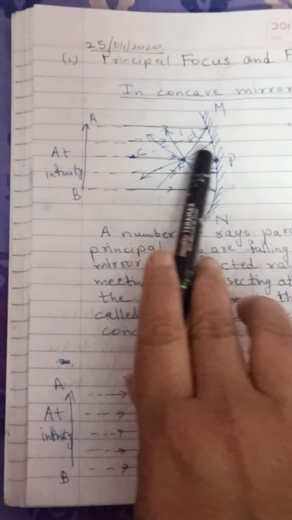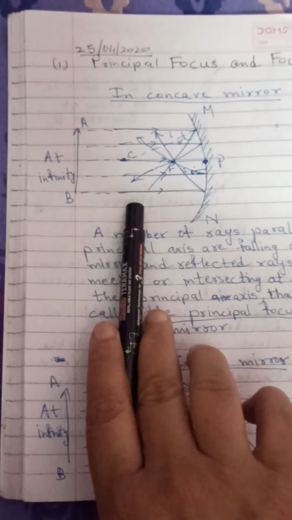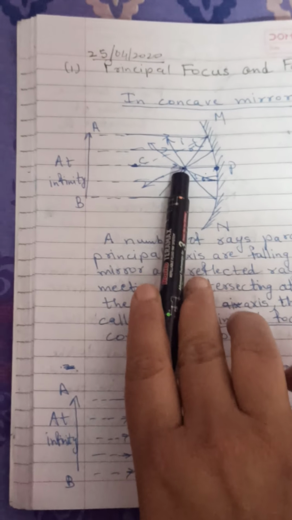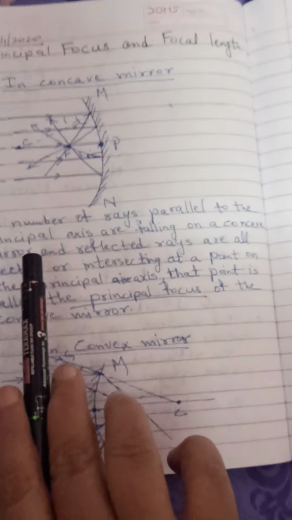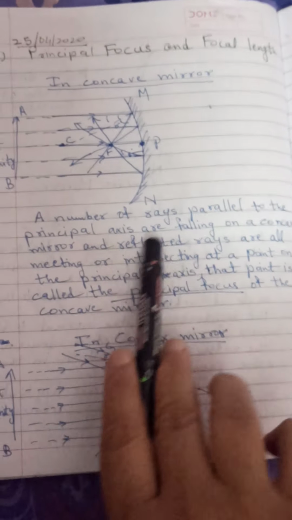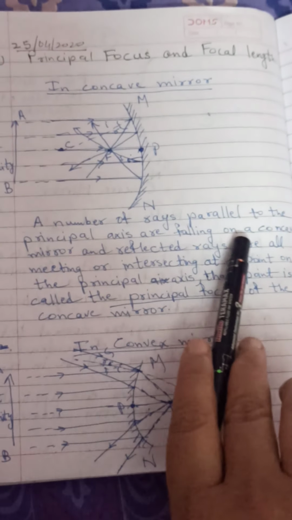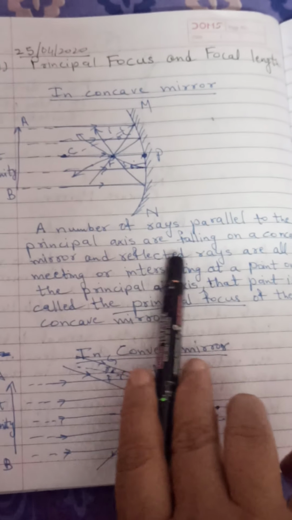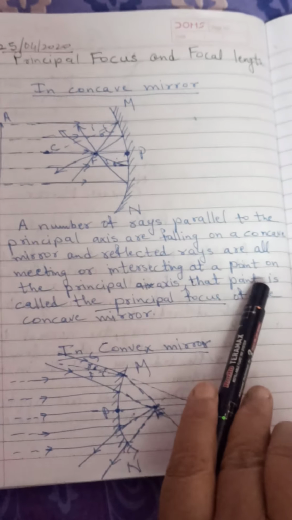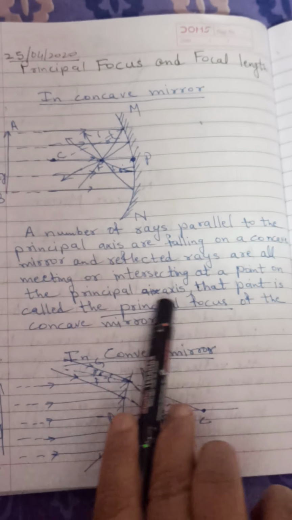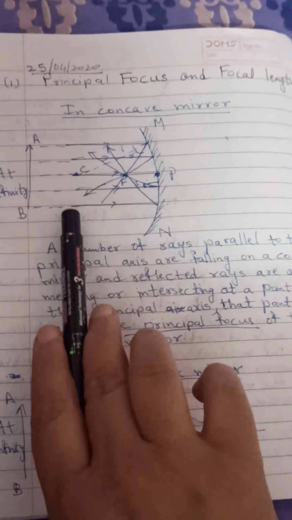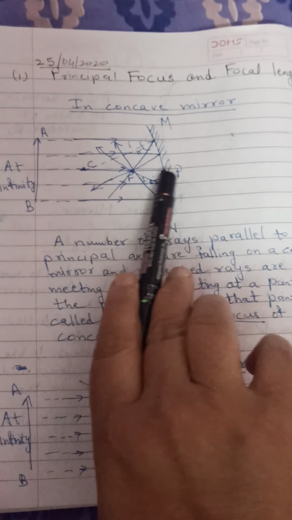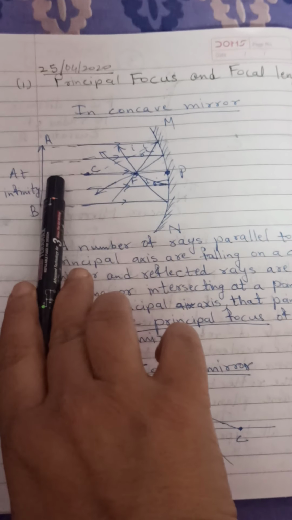So you understand what is the focus? Where all the reflected rays meet, that is called the focus point, and this is called the principal focus. Here you can read the definition. A number of rays parallel to the principal axis are falling on a concave mirror, and the reflected rays are all meeting or intersecting at a point on the principal axis. That point is called the principal focus of the concave mirror. This focus point is always on the principal axis of the mirror. Okay, this is in the case of a concave mirror.